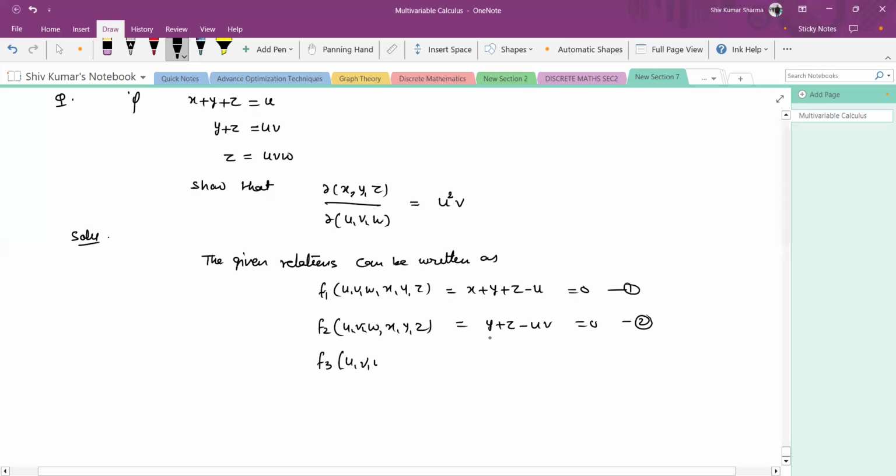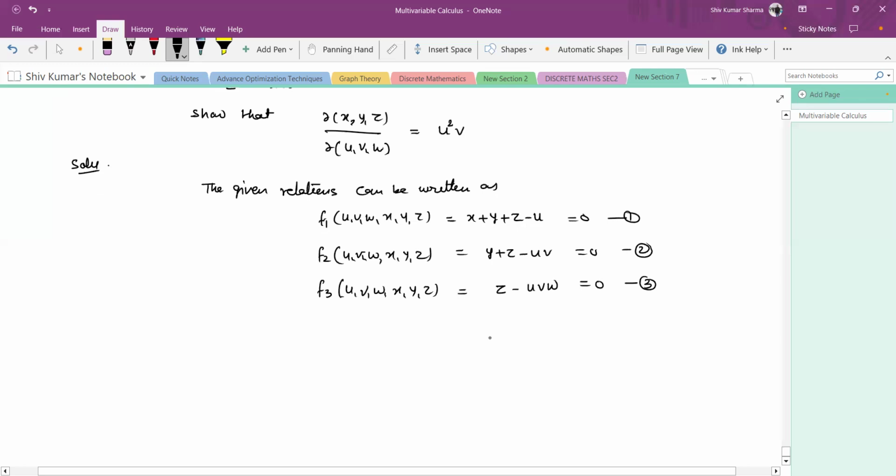f3(u, v, w, x, y, z). There is no need to write this every time, because it is understood that function f1 is a function of all six variables. So f3 can be written as z minus uvw is equal to 0. So this is our equation number 3. So we have three functions, three equations. So we have to calculate the Jacobian of x, y, z upon u, v, w.